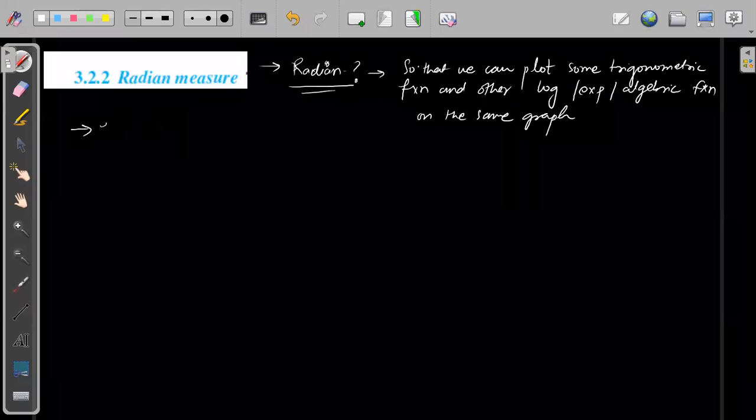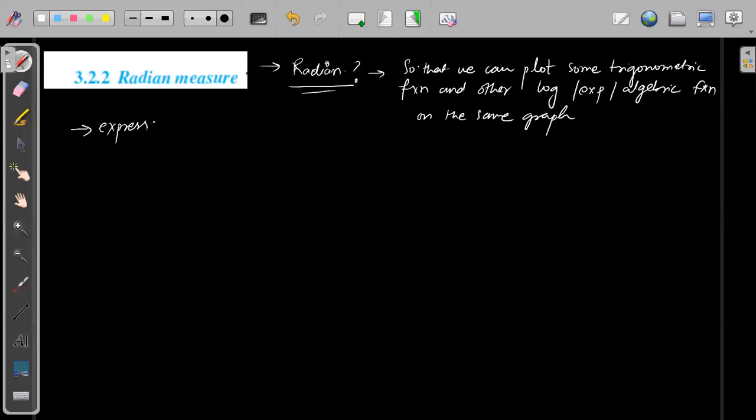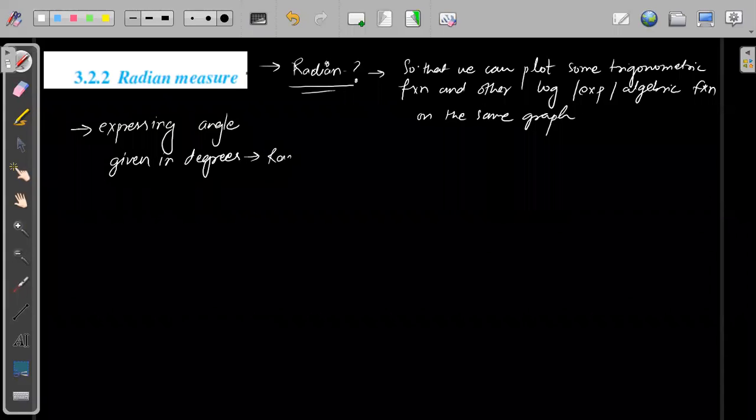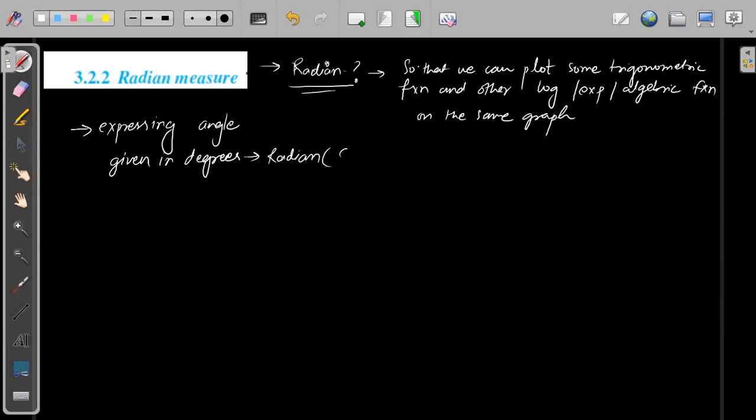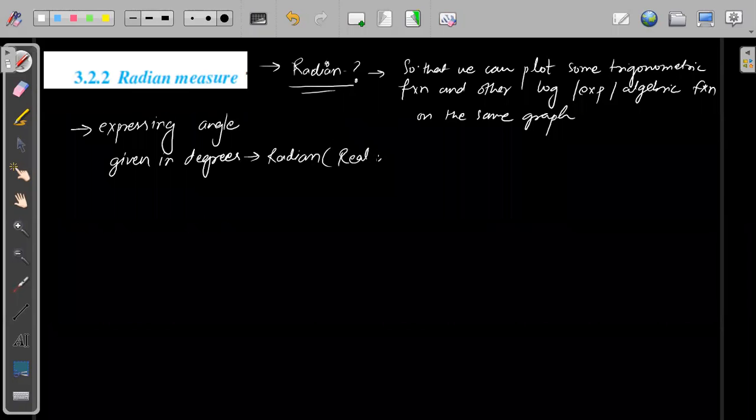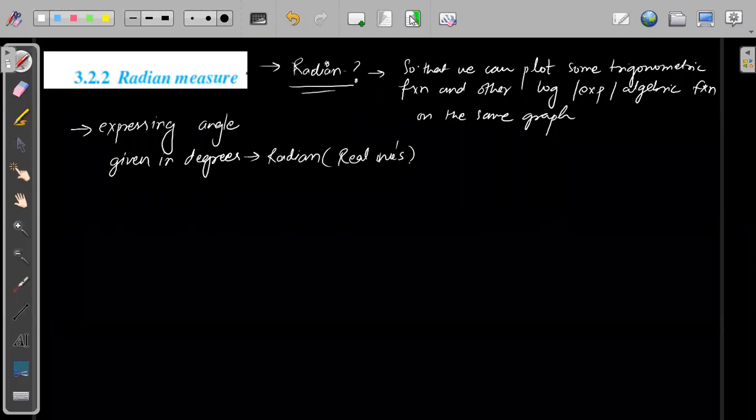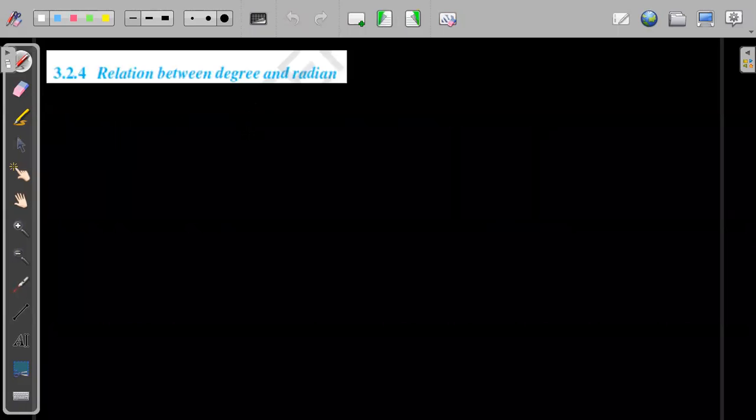Radian is nothing but expressing an angle given in degrees as radian or real numbers, right? Okay, so what is the actual measure? So this is radian measure and the relation between degree and radian, right?